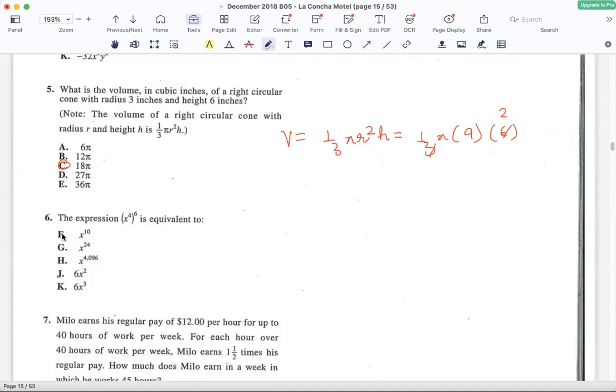The expression x to the power 4 whole to the power 6 is x to the power 24. X to the power a whole to the power b is x to the power ab.